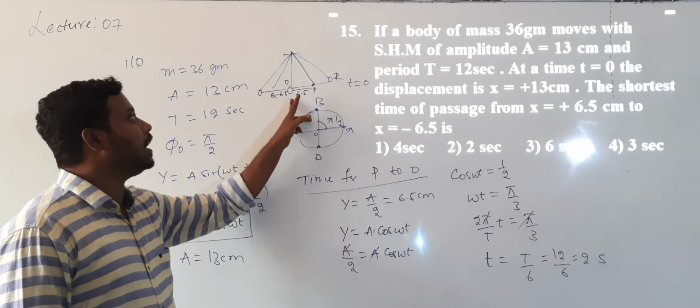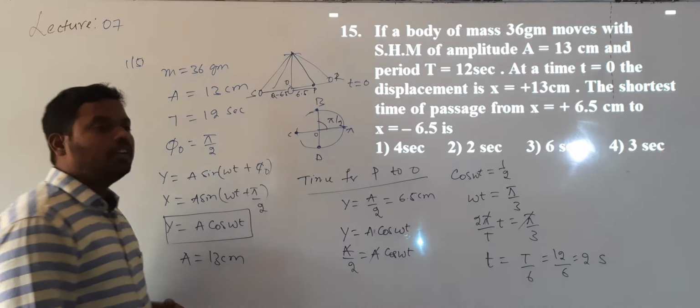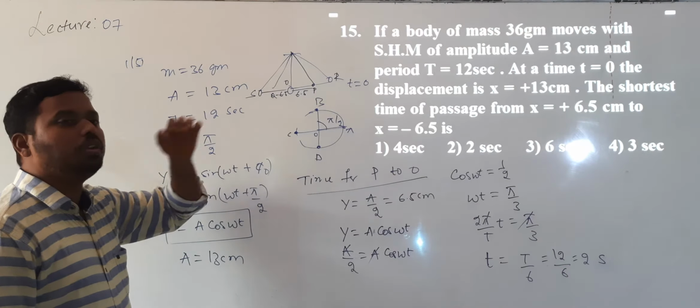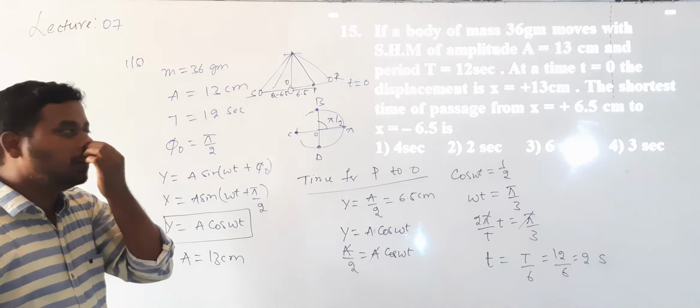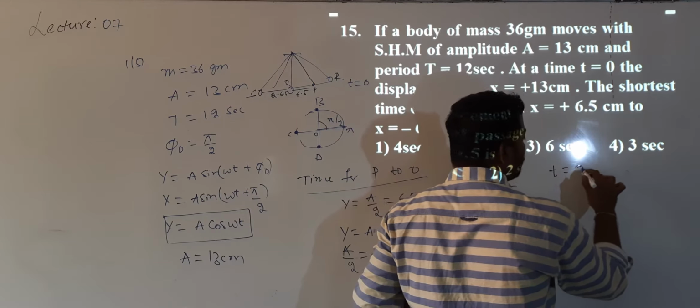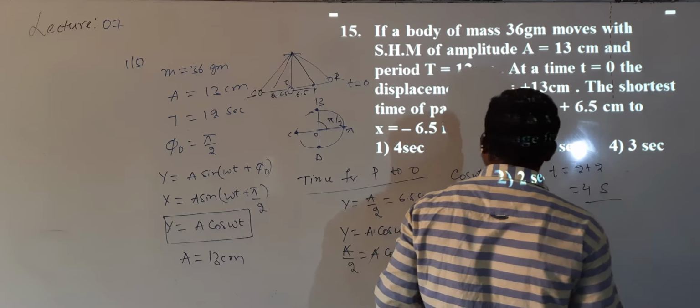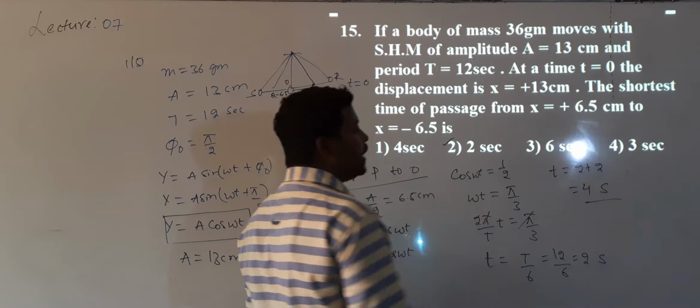Similarly, Q is also a midpoint, so O and S. The time taken to go from O to Q also is how much? 2 seconds. What is the total time of journey? Total time is given by 2 plus 2, which is how many seconds? 4 seconds. In the options they have given only 2 seconds.